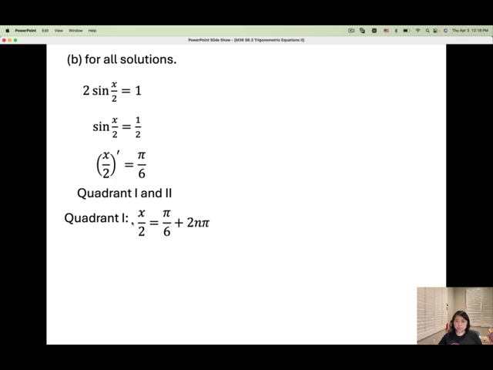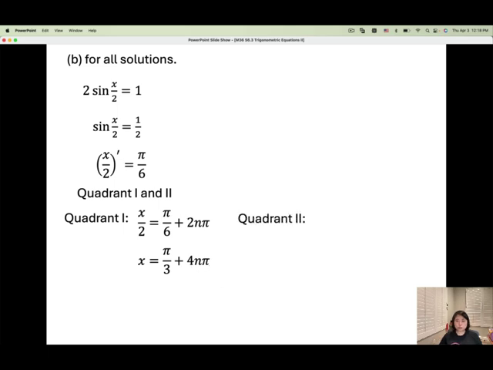And we are not done yet. We are looking for x, not x over 2, right? So we're going to multiply the whole equation by 2. So times 2 here, you simplify it, you get pi over 3. Times 2 here, you get 4n pi.